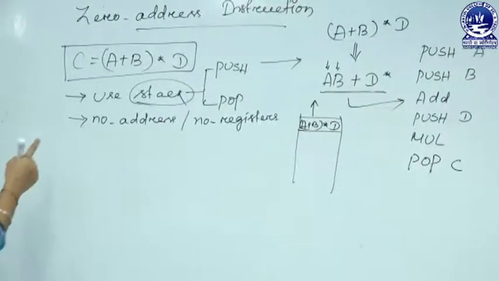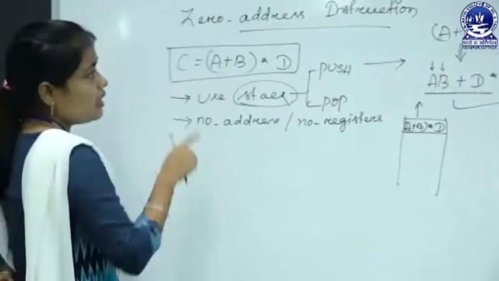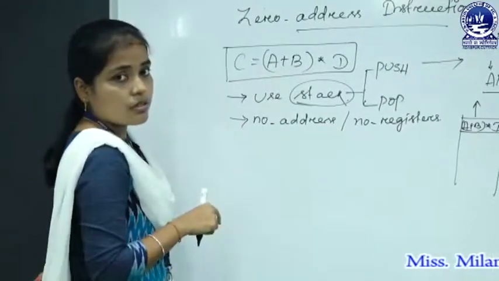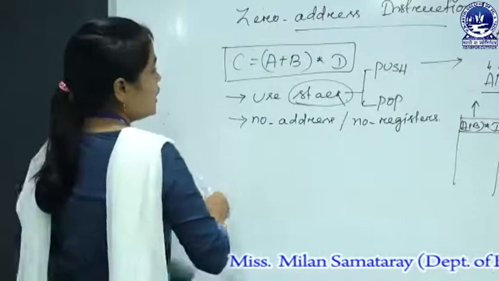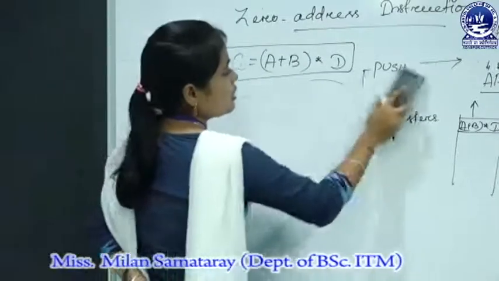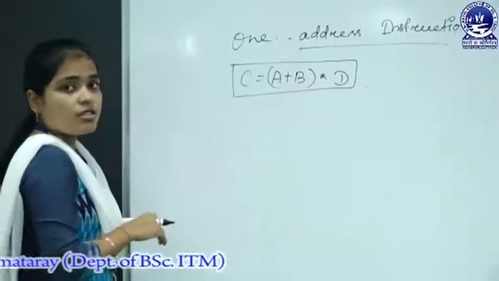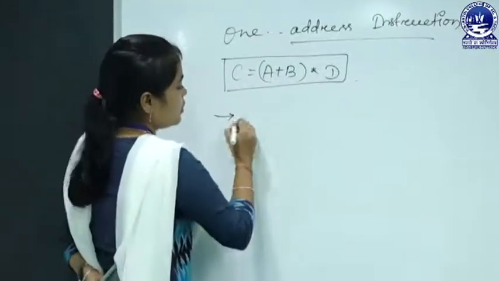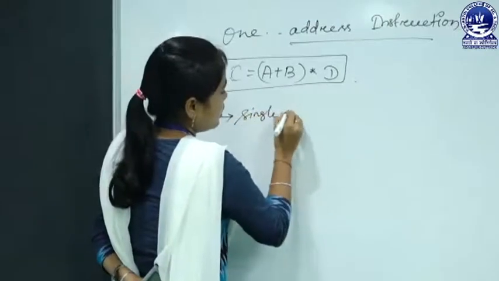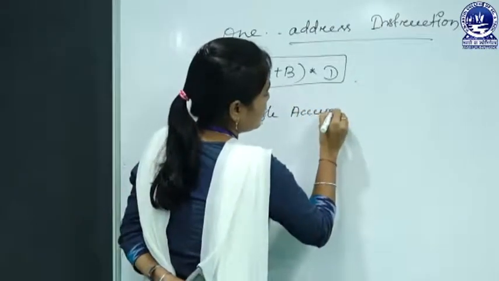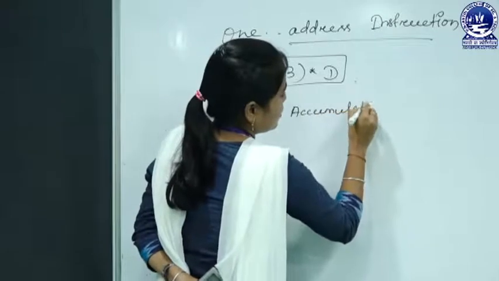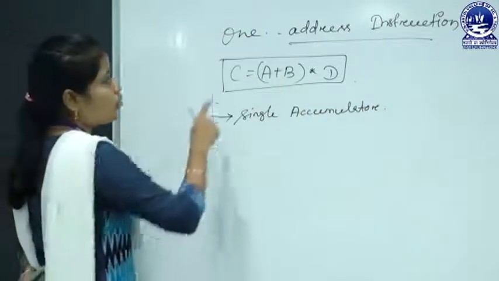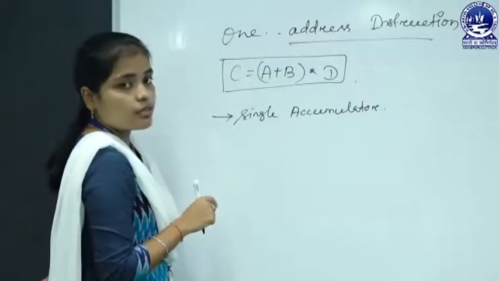In the next part we will see the 1 address instruction format for executing this instruction. How will we write the 1 address instruction format? Let us see. In the 1 address instruction, we are following the single accumulator organization of CPU organization types to write the one address instruction format.